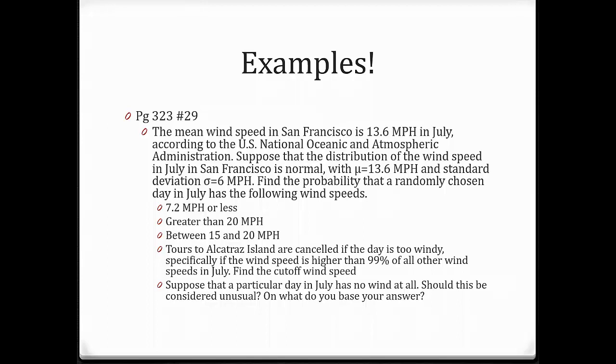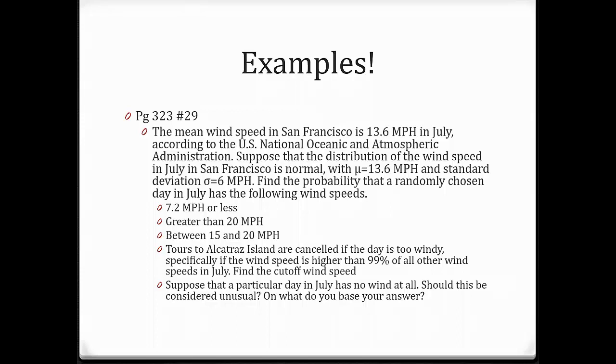The mean wind speed in San Francisco is 13.6 miles per hour in July, according to the U.S. National Oceanic and Atmospheric Administration. Suppose that the distribution of the wind speed in July in San Francisco is normal, which means it follows the normal curve, with the mean being 13.6 and a standard deviation of 6. Find the probability that a randomly chosen day in July has the following wind speeds: 7.2 miles per hour or less, greater than 25 miles per hour, between 15 and 20 miles per hour.